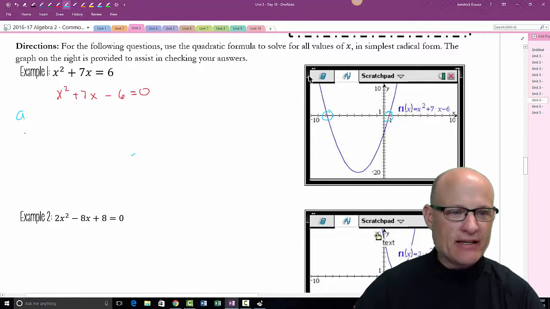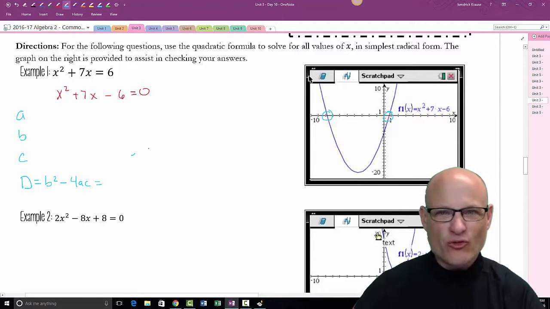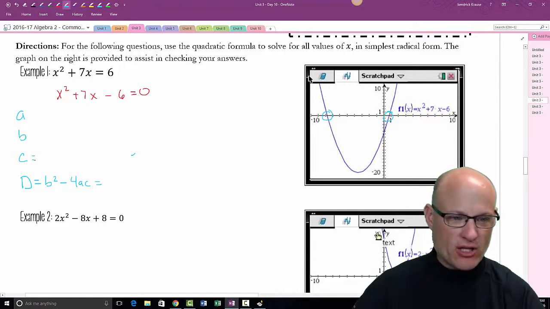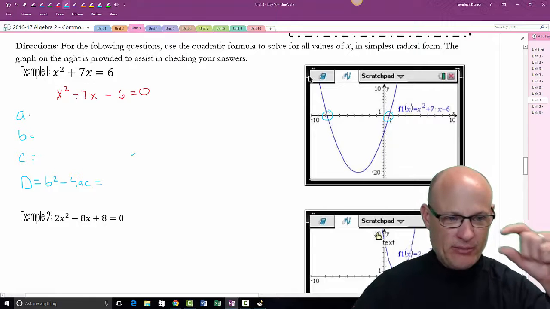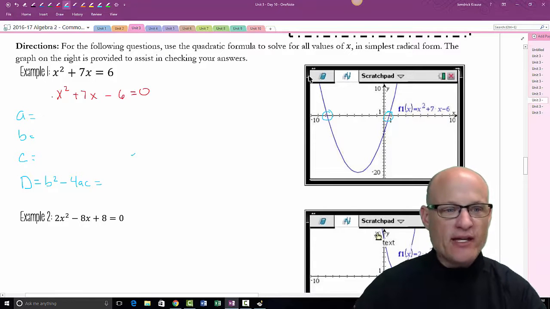So we write down A, B, C, capital D. Remember, capital D stands for B squared minus 4AC. We're going to do that work outside of the quadratic formula. Makes our life a little bit easier, just a wee bit easier. All right. So A is 1. B is 7. And C is, don't forget to bring the sign with it, negative 6.